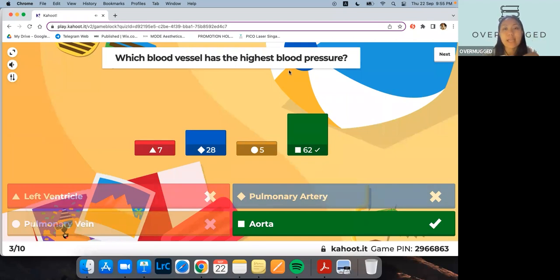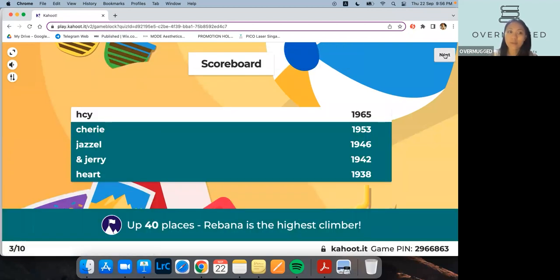Which blood vessel has the highest blood pressure? The blood pressure of a vessel is determined by where it receives the blood from. The left ventricle has the thickest wall and generates the largest force. Therefore, the blood pressure is the highest in the left ventricle. The aorta directly receives blood from the left ventricle, so the blood pressure there is the highest. The left ventricle is not a blood vessel, so it's not the answer. The answer is the aorta, which most people got right. Great, wow, 40 people.